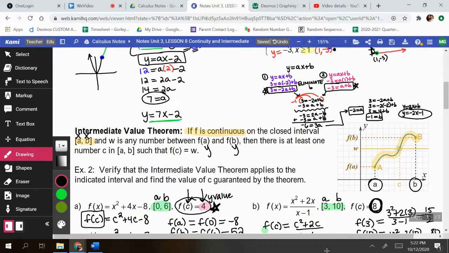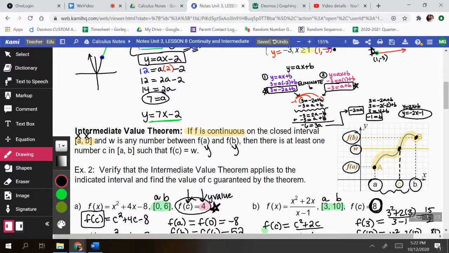Do you see how f of a is a y value and f of b is a y value, and w somewhere in the middle, right? We have this y value, we have this y value, and w somewhere in the middle. If you have a y value that's in the middle, then that means that there must be some x value c on that interval. Okay, that's all we're saying.